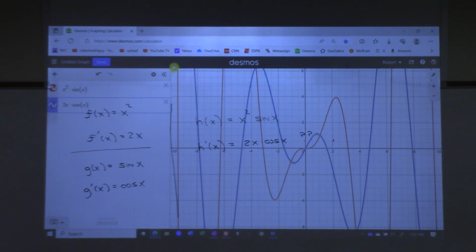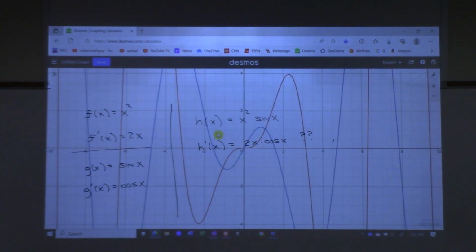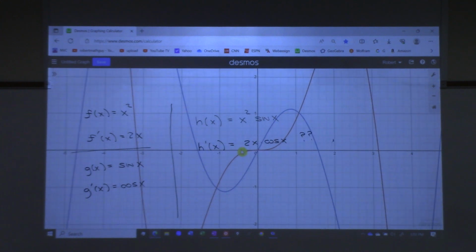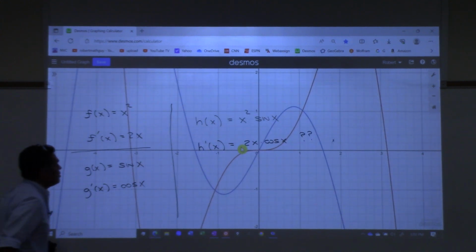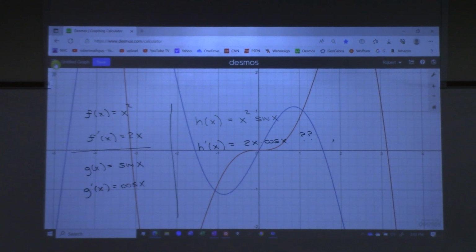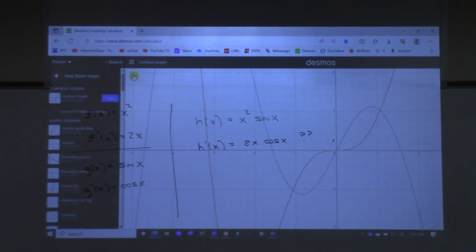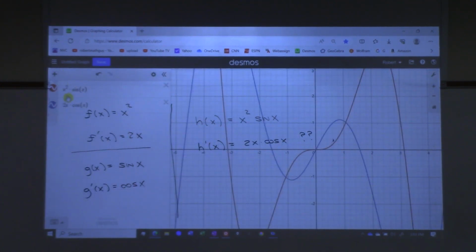And let's get rid of this, and I'll erase stuff on the board, but let's just see if this matches up at all. Let me make the blue one the derivative, right? The blue one is the derivative. So I'm going to make it dotted so that we can distinguish between the two.